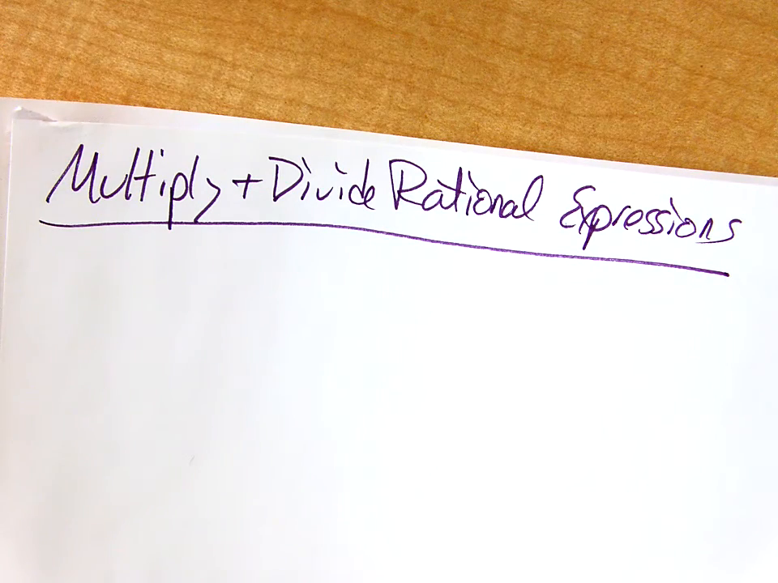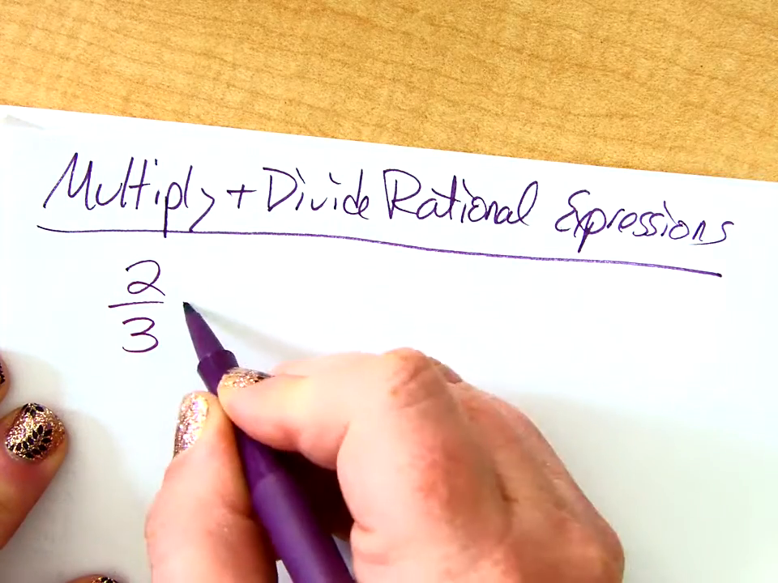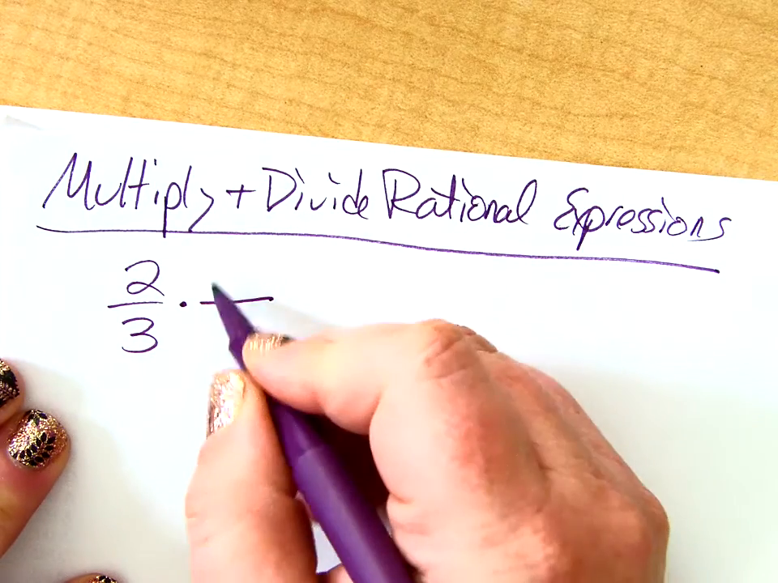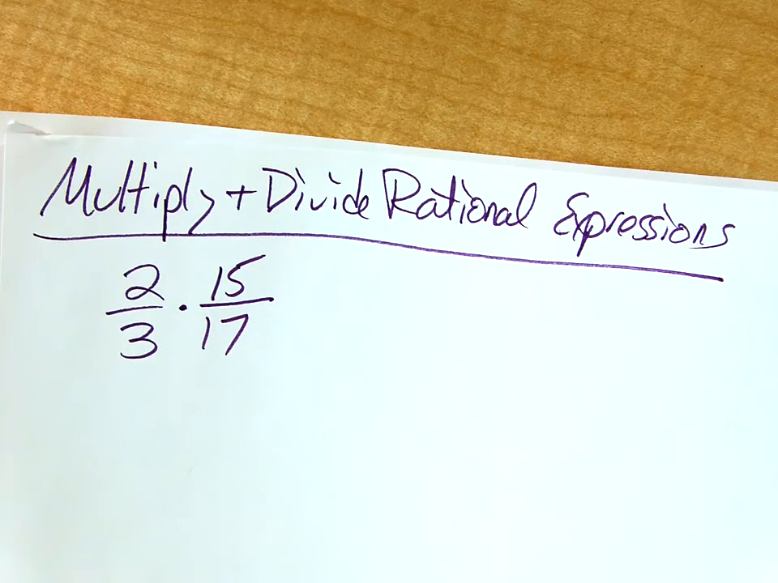Today we are multiplying and dividing rational expressions. So remember, a rational expression is really just a fraction. So let's review how to multiply and divide fractions when it's just numbers. How do you do something like 2/3 times, how about 15/17? How do you multiply these two fractions?